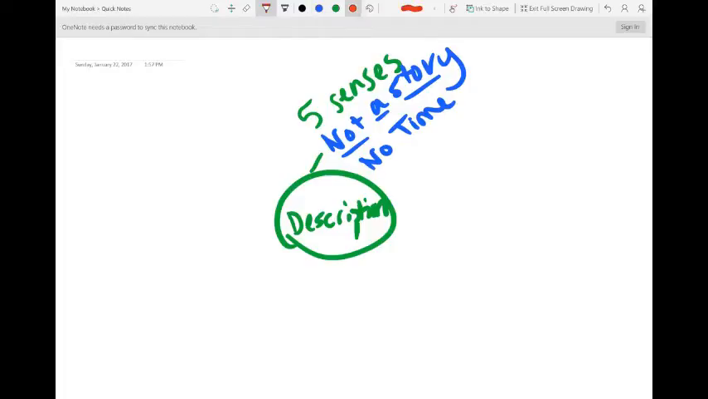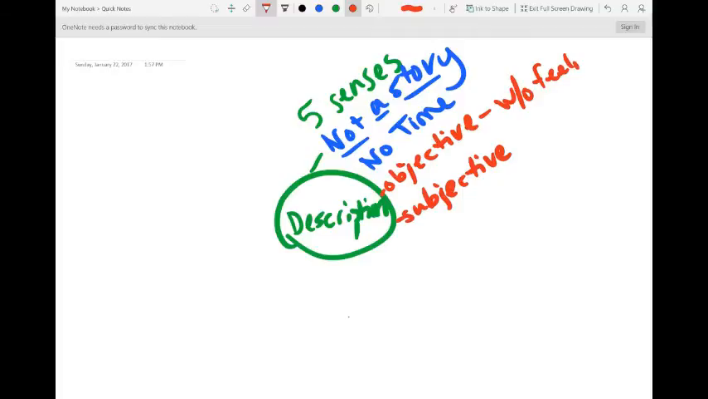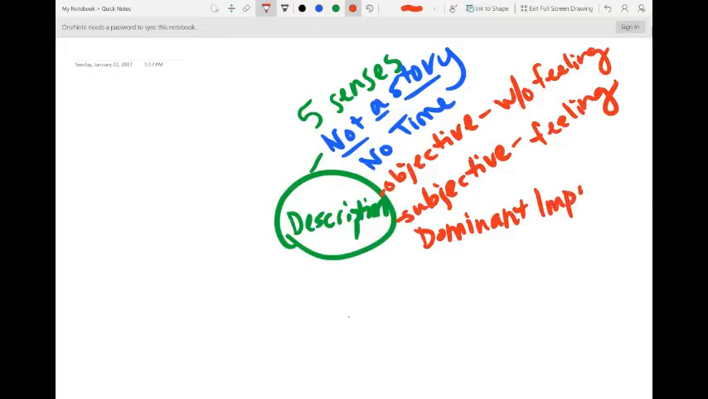So there are two types of description. If you take a look at page 126, you'll see this. And those are objective and subjective. Okay? And so objective is when something is without feeling. So it tries to just give the facts with no emotion, no bias, or anything like that. Whereas subjective can be much more personal. It has a feeling. Now, the book calls that feeling the dominant impression.